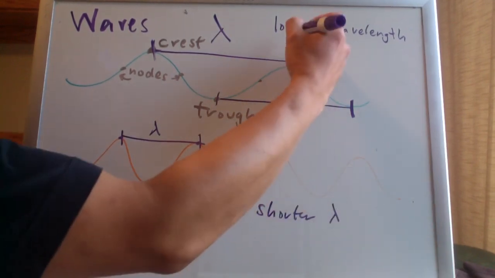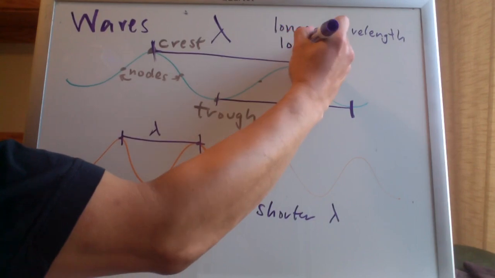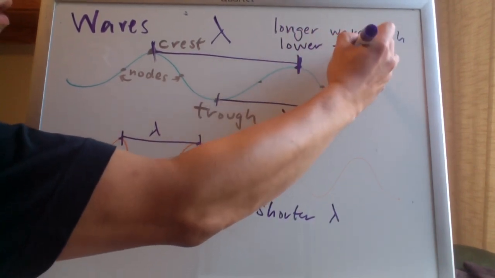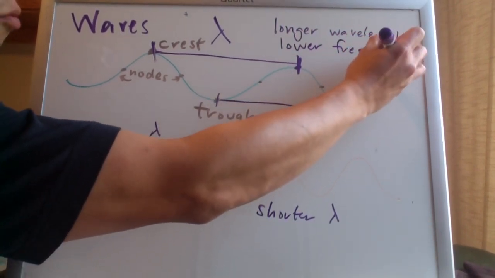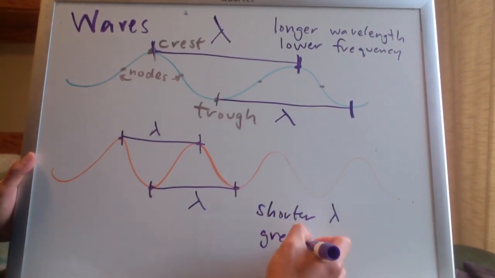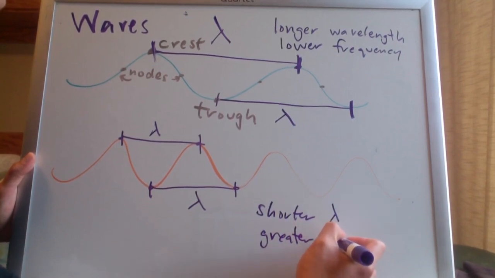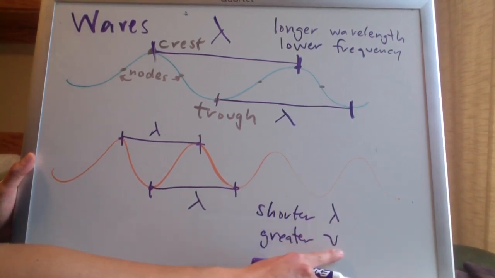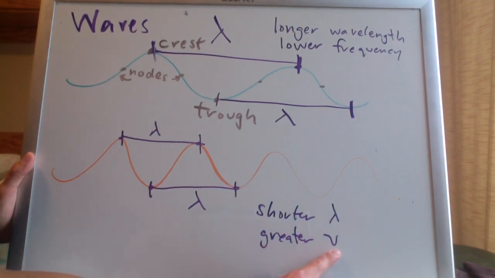So this would have a lower frequency relative to the waves I drew on the bottom. And then this would have a greater frequency if we're comparing. Now, frequency is represented by the Greek letter nu, which looks like a squiggly V. So nu. If it's not old, it's new.